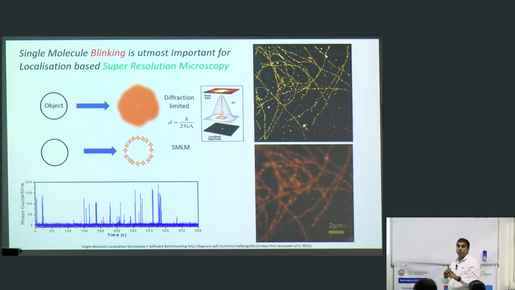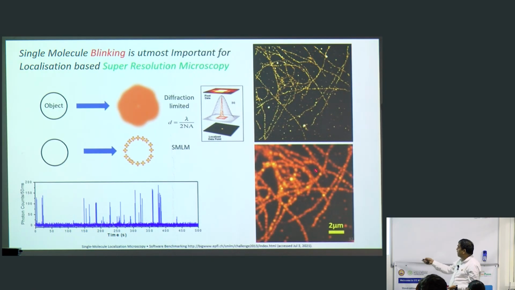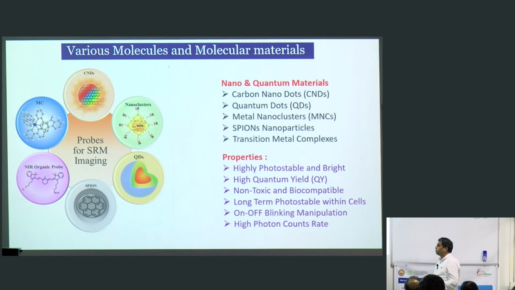So stochastic optical reconstruction. We are reconstructing the images, and this was your confocal microscope image which was being reconstructed with a beautiful background-free, more resolved structure. That is what is being done in super resolution microscopy. And we work on different types of materials, starting from molecules as well. So I will show 2-3 examples here.